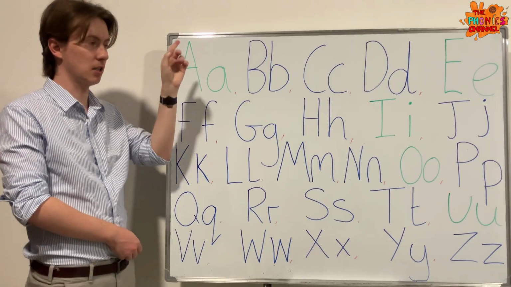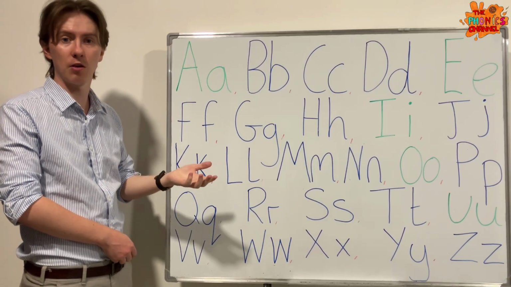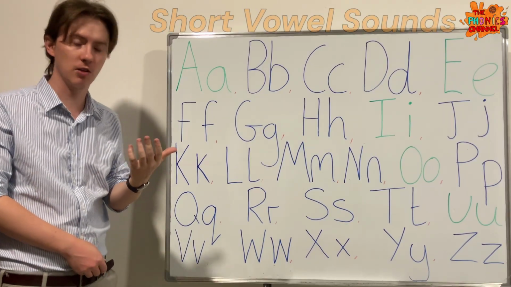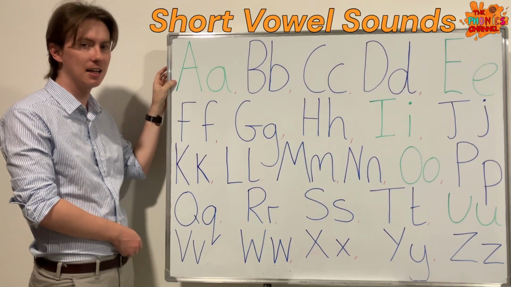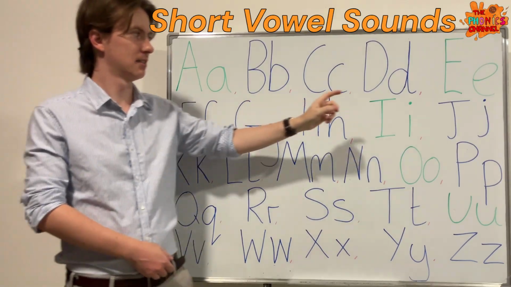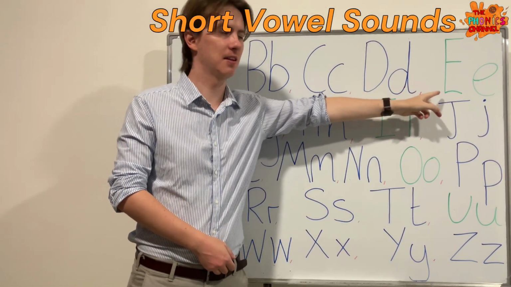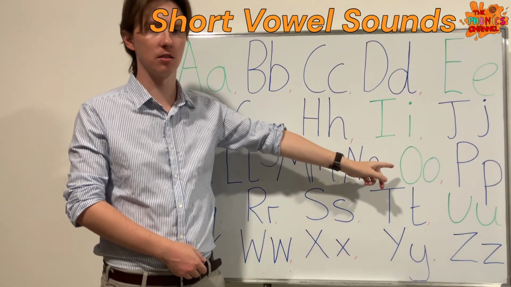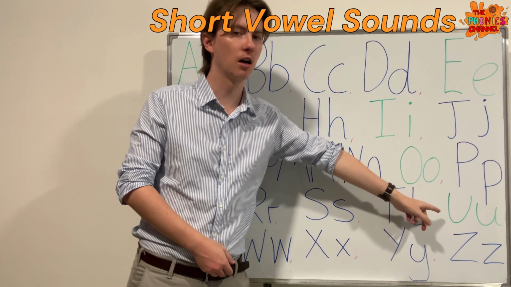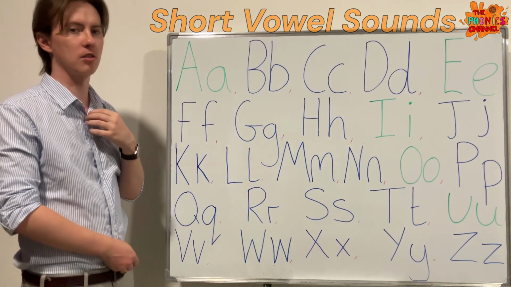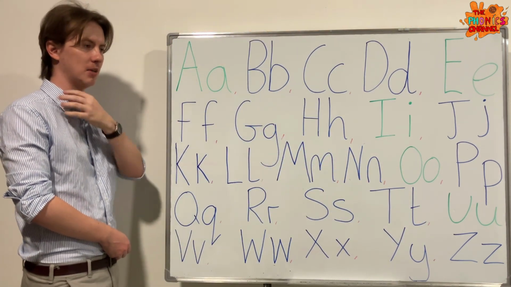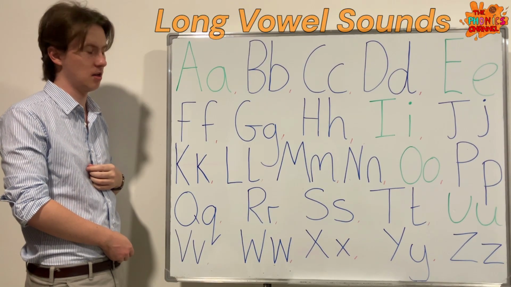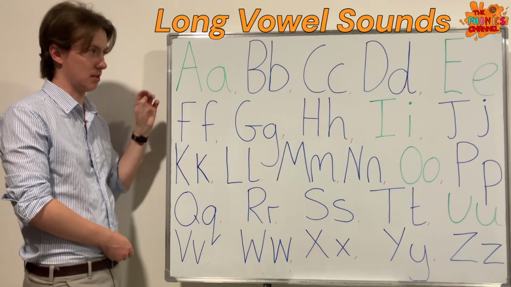And the vowels are in green, and we have short vowel sounds and long vowel sounds. Okay, so let's do short vowel sounds first. We've got a, e, a. So there we've got the short vowel sounds, and they can also make long vowel sounds, okay? Long vowel sounds. And these are the long vowel sounds.